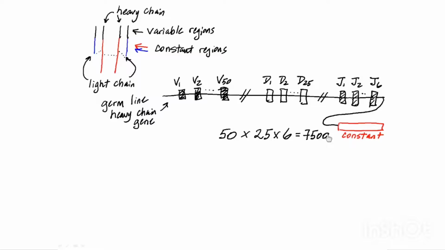All right, but that's not all, because remember, there are light chain genes. And so there are 2 kinds of light chain genes. There is a kappa light chain gene and a lambda light chain gene. So the germline kappa light chain gene looks like this. It has a number of V regions and a number of J regions upstream of a constant region. So we're going to make that blue.